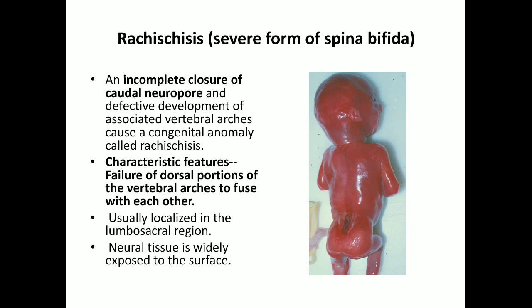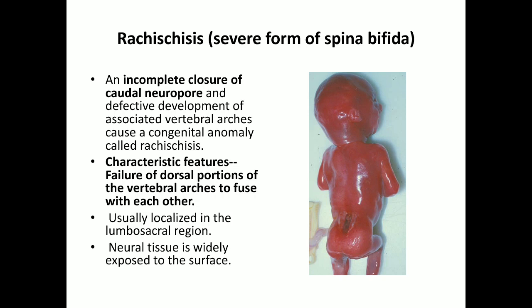Now rachischisis, that is also a severe form of spina bifida, and in this condition there will be incomplete closure of the caudal neuropore, associated with defective development of the vertebral arches. So if the neural tube fails to fuse in the cranial part, it is called anencephaly, and if there is incomplete closure of the neural tube in the caudal part, it is called rachischisis.